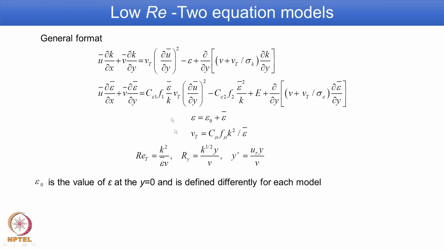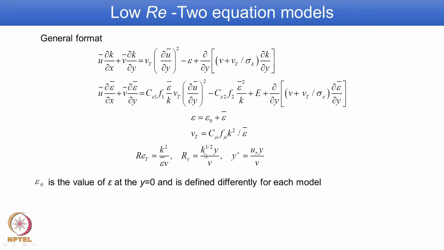In this expression, we have different definitions of Reynolds numbers: RET, RY and Y plus. Y plus we define as the wall normal distance, u tau y by nu. It is also a Reynolds number, as I mentioned before. Similarly, Ry is also a Reynolds number.